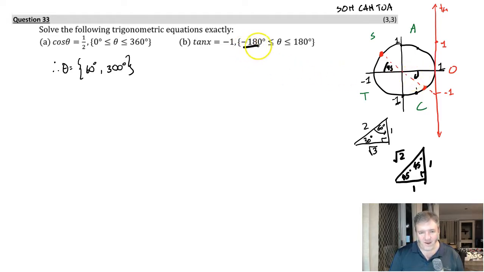Now I'm going from negative 180 to 180. So instead of starting at 0 degrees here, I start at negative 180. This will be a negative value. So x would equal, the reference angle is 45, so it would be negative 45 degrees. That would be the first one. And then I keep going around until I'm 45 degrees short of 180, which is, of course, 135 degrees.